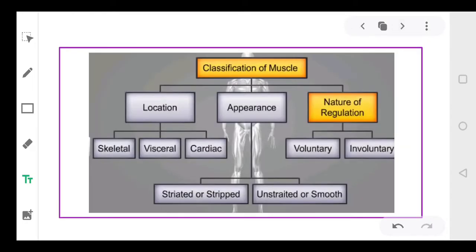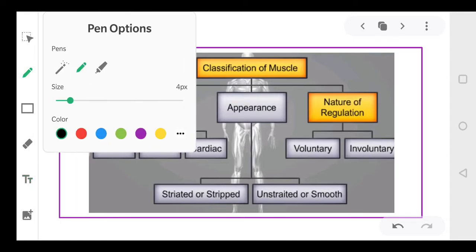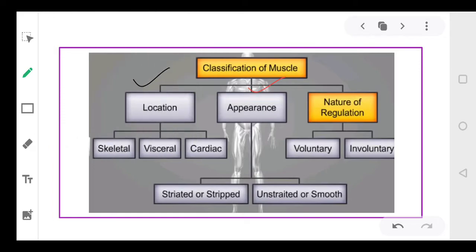So in the previous video, we started with the classification of muscles, and I told you that muscles can be classified on the basis of location, appearance, and on the basis of nature of regulation. Today in this video, we'll be talking about the classification of muscles on the basis of location. That is the skeletal muscles, visceral muscles, and the cardiac muscles.